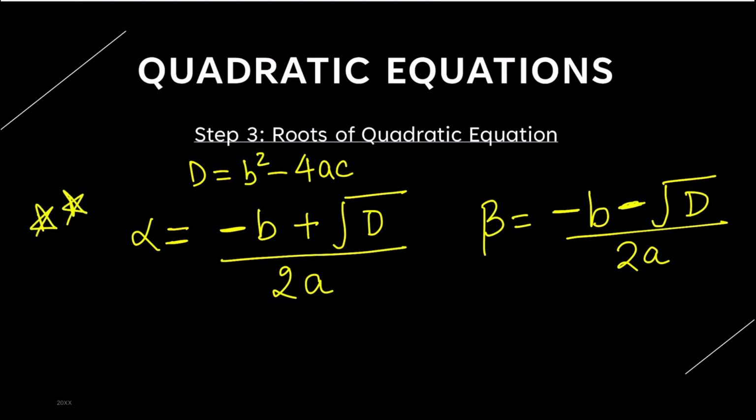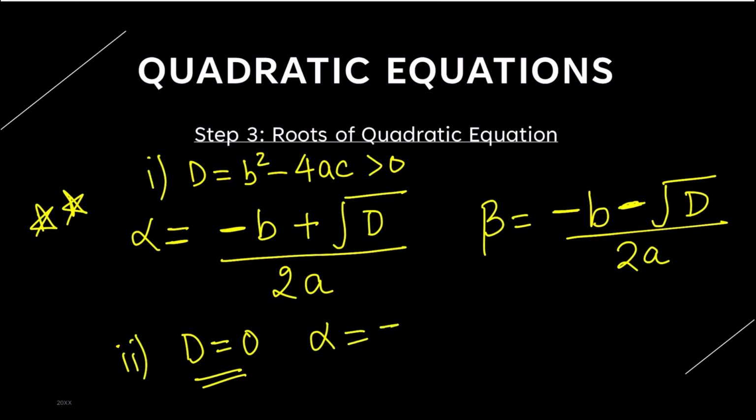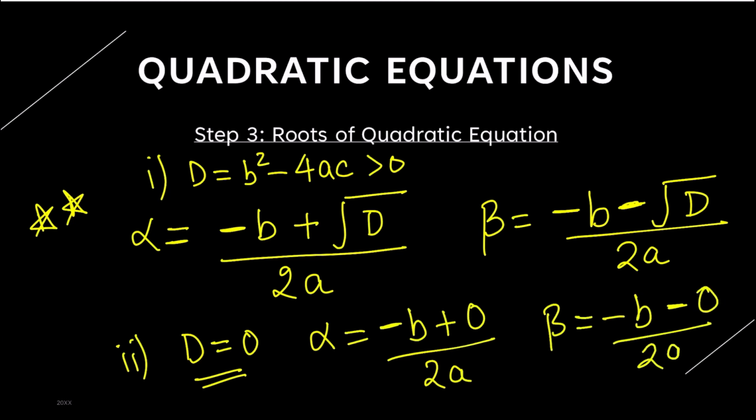Just note it down. D is equal to b square minus 4ac. When D is greater than 0, we are getting two different values. But if D is equal to 0, you can check, this is another case. When D is equal to 0, alpha is equal to minus b plus 0 by 2a and beta is equal to minus b minus 0 by 2a, hence both roots are the same. This is what we have learned in the last slide. I hope this is clear. So now we are going to use this. Don't worry, just note it down and we are going to see some examples on it.